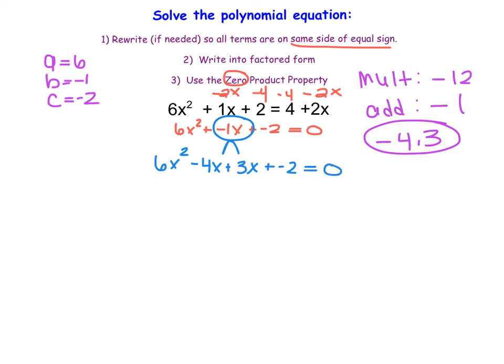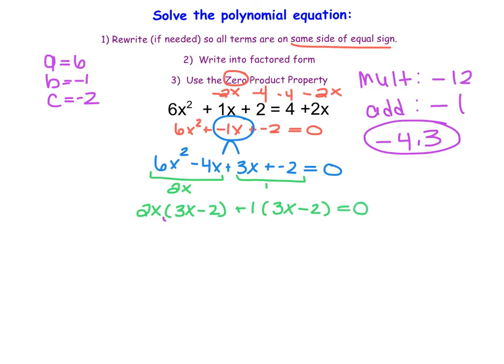And then from here I can split these into pairs. And I find their greatest common factor in pairs. So this first one, they're both divisible by 2, and they both contain an x. So we factor out 2x, and we get 3x minus 2. And then here again I notice that my greatest common factor between 3x and negative 2 is just 1. So I'm going to factor out a 1 and leave the 3x, you can write plus negative 2 or minus 2 on the inside.